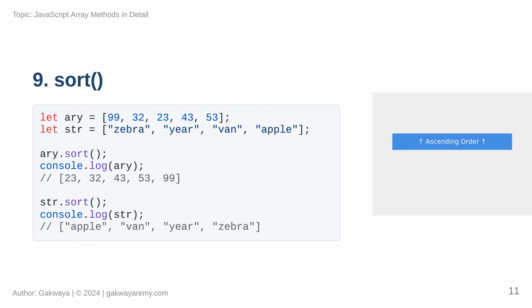The sort method sorts elements in an array alphabetically or numerically. It's important to note that by default, sort converts elements to strings and sorts them. For numbers, you often need a compare function to sort correctly. The method modifies the original array. It's one of JavaScript's mutating methods.